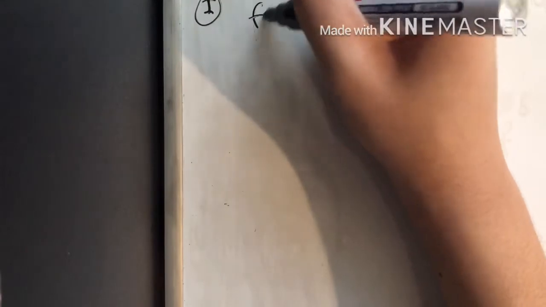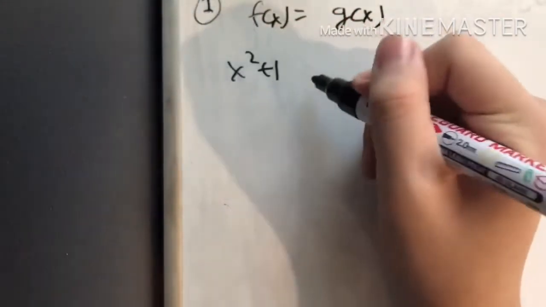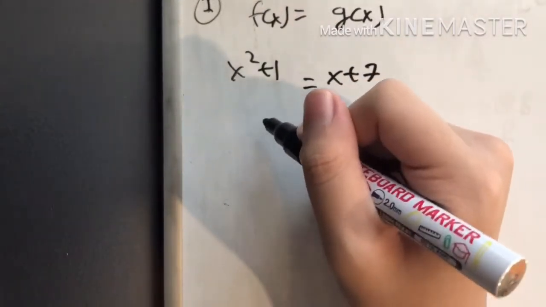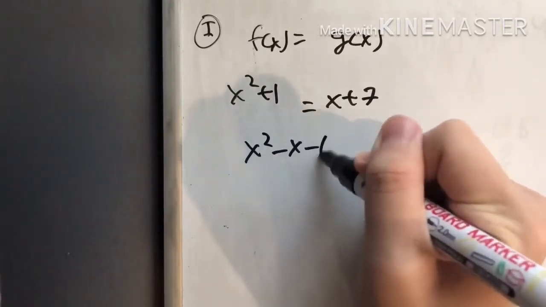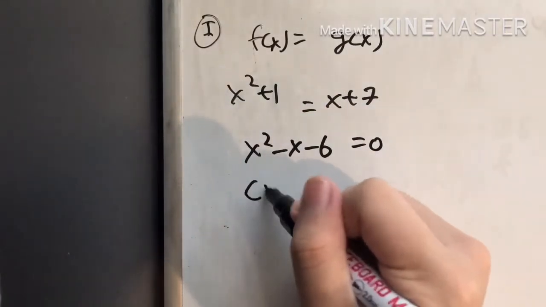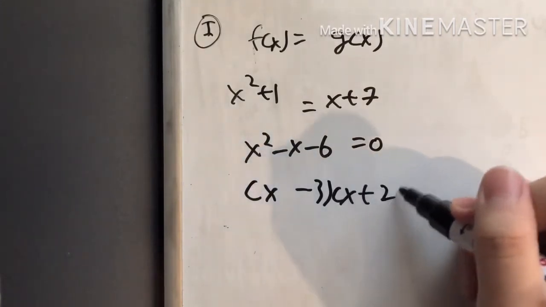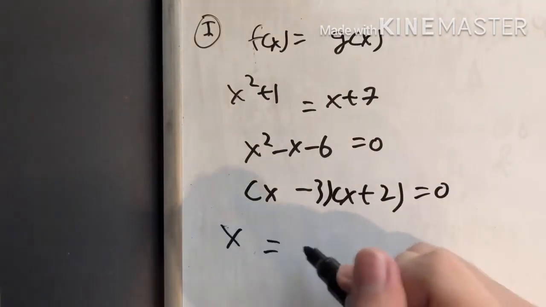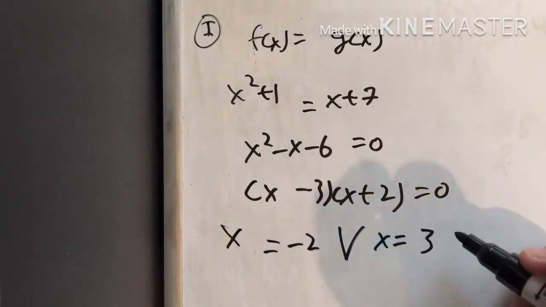Okay, so to solve this, we must divide it into four parts. The first condition is f(x) equals to g(x). We substitute the f(x) and the g(x). So x squared plus 1 equals to x plus 7. We change the position to the left, so it will be x squared minus x minus 6 equals to 0. We factorize it, becomes (x minus 3)(x plus 2) equals to 0. So x is positive 3 or negative 2.